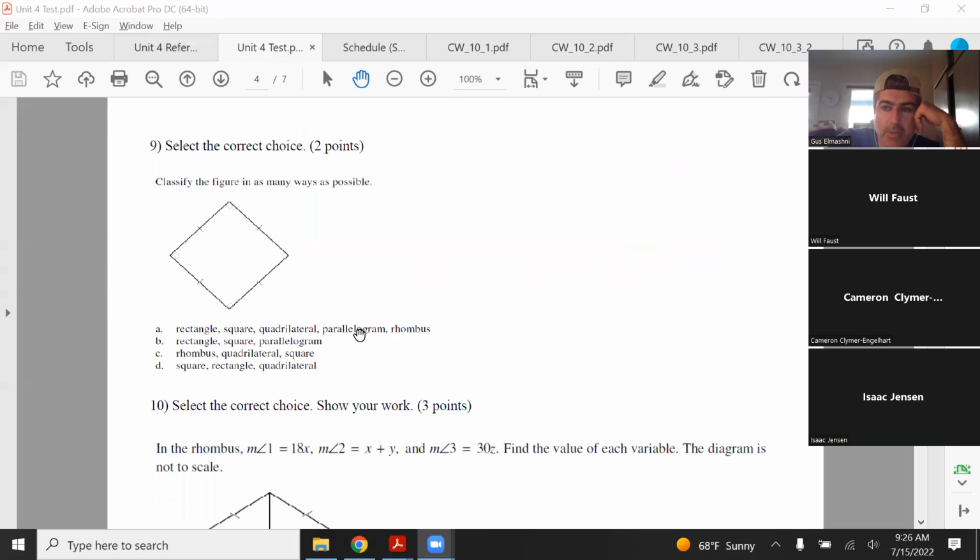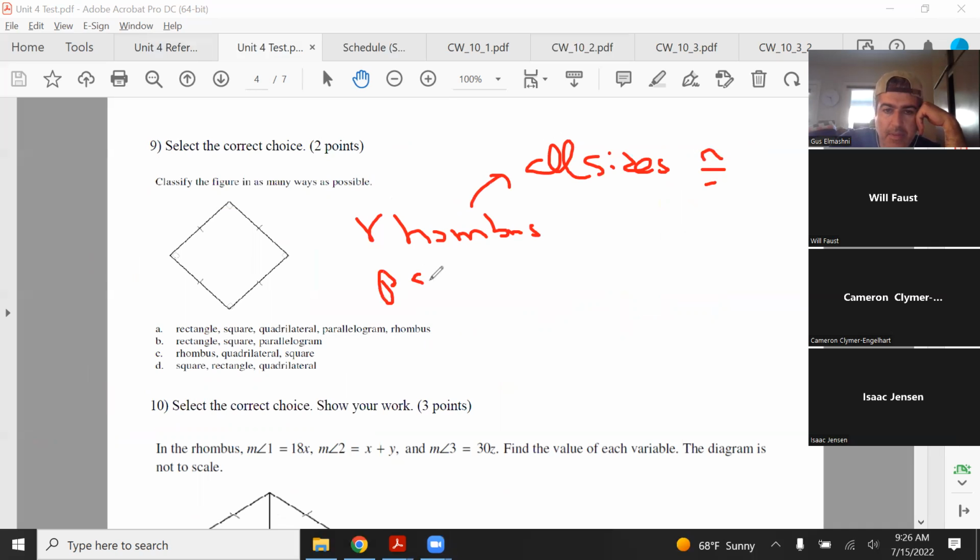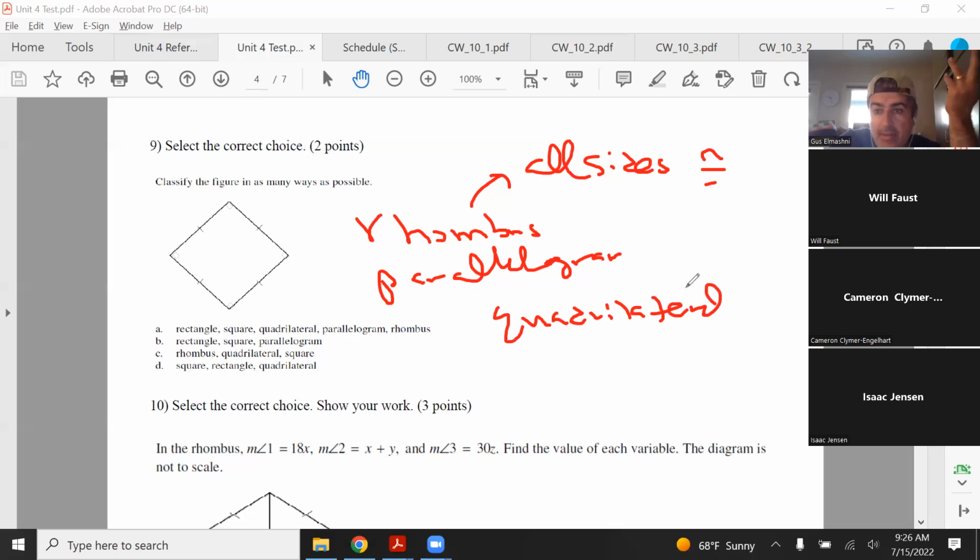Then we get to some multiple choice problems. These are chapter 8 questions. Now this one actually, I think all the answers are wrong. Definitely, it's a rhombus at the very least, because all the sides are the same. At the very least, we know that. And rhombuses are parallelograms. And of course, this has 4 sides, so of course it's a quadrilateral. And that's really all we could really say, right?